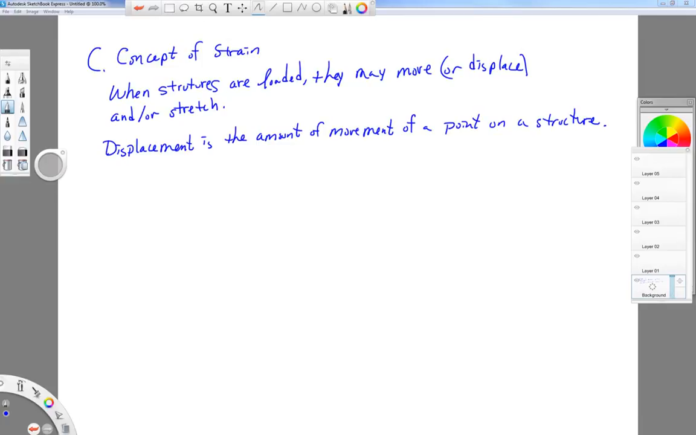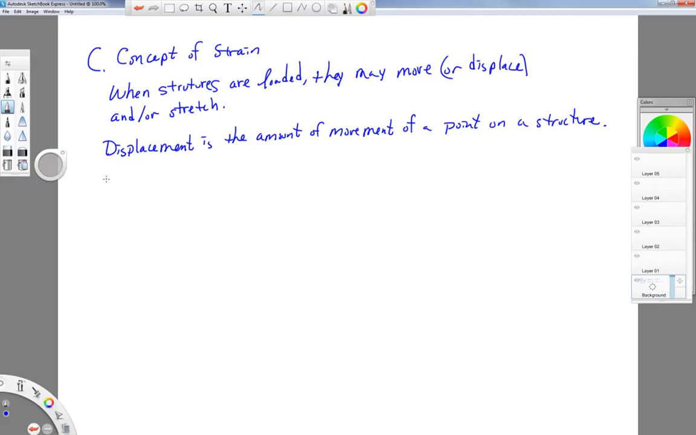All right, well, let's get to our next concept, the concept of strain. Strain is related to stretching or deformation in a material. Let's kind of step back for a moment and talk about what happens when we put a load on a structure. When we load a structure, a couple of things can happen. The structure can move, or a point on the structure displaces, and or the structure can stretch out. So let's define displacement as the amount of movement of a point on the structure.